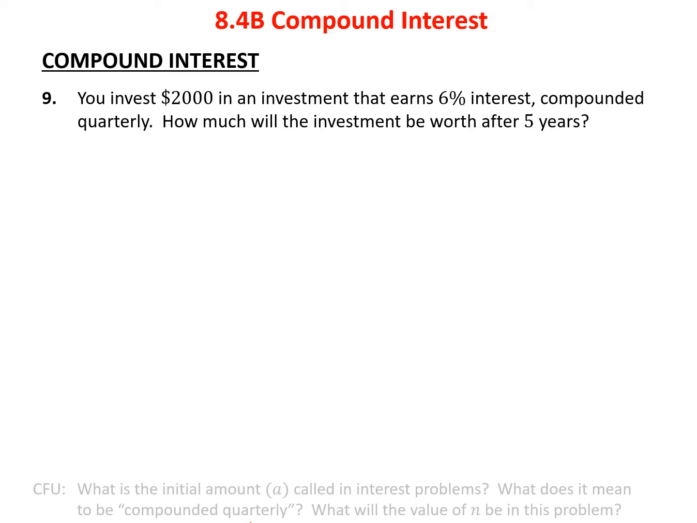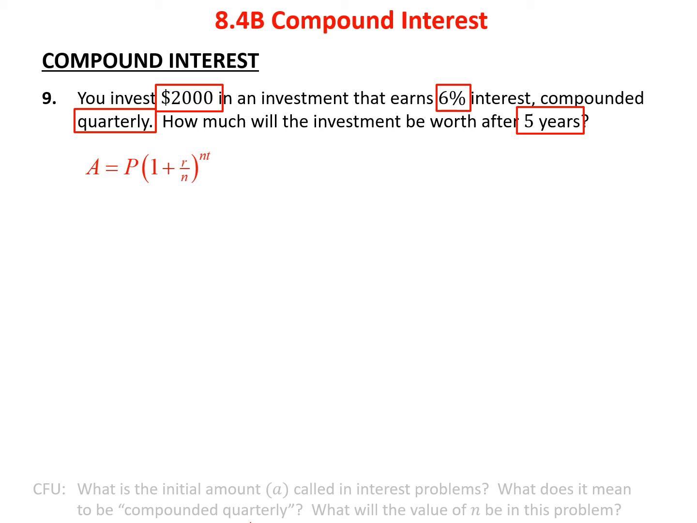Now let's look at a problem that illustrates compound interest. In this problem, it says that you decide to invest $2,000 in an investment that earns 6% interest. It's compounded quarterly, that means 4 times a year, and they want to know how much the investment will be worth in 5 years. Well, let's write down our equation first, principal, and then our growth factor is 1 plus r over n. Again, it's the rate, my annual rate, divided by how many times I'm going to do that in a year. In this case, it'll be the 6% divided by 4.